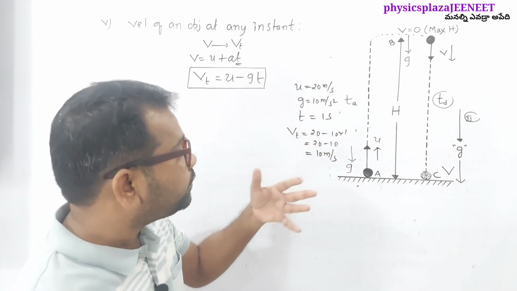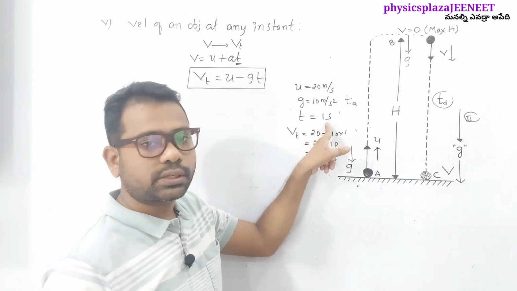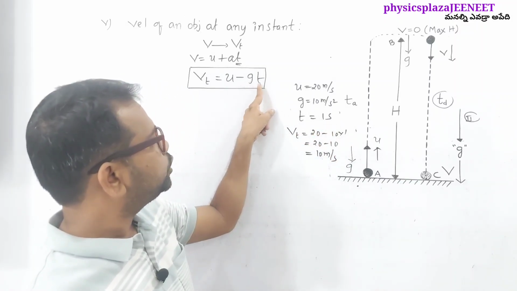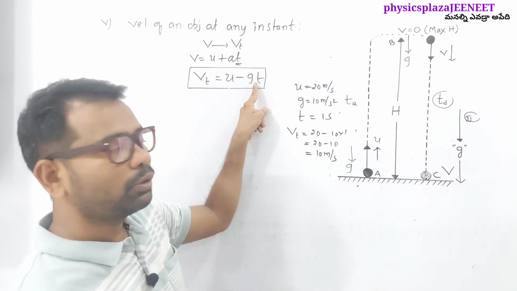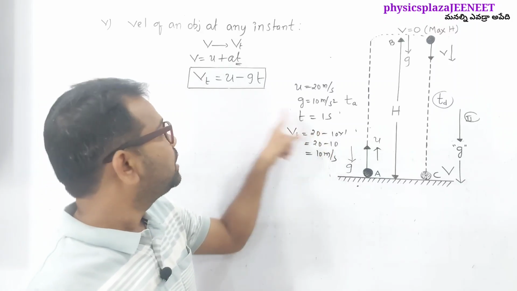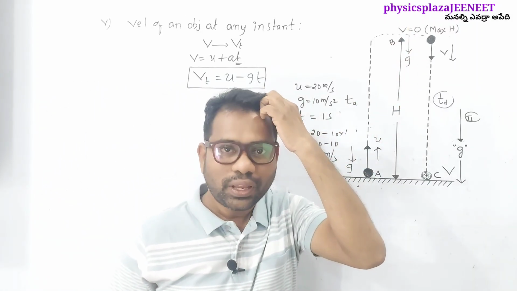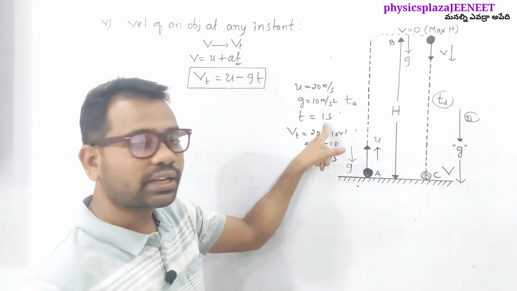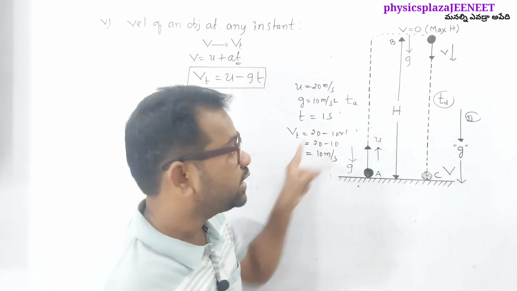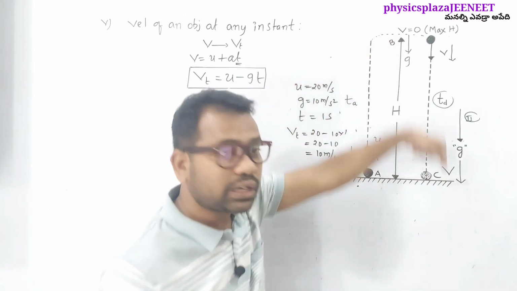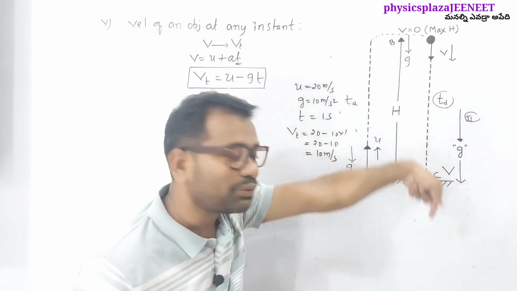Sir, what will be its velocity after 2 seconds? After 2 seconds, 10 into 2, 20. 20 minus 20, 0. What does that mean? After 2 seconds, velocity 0 means it is reaching the maximum height. And if you substitute after 3 seconds, you will get a minus value, which means the body started its reverse journey, in the downward direction. So it's negative only.